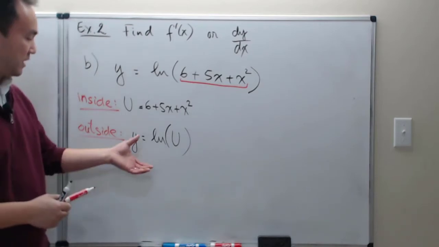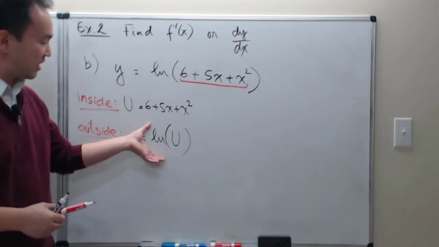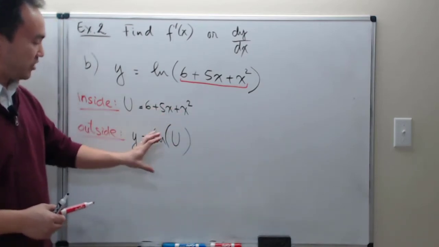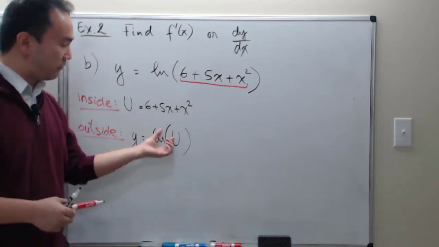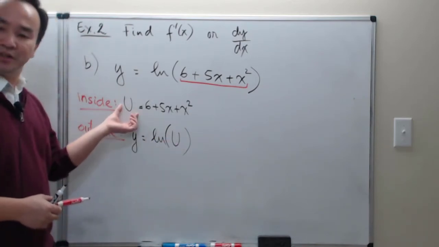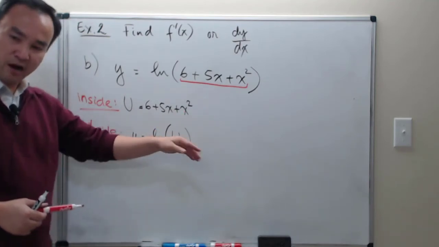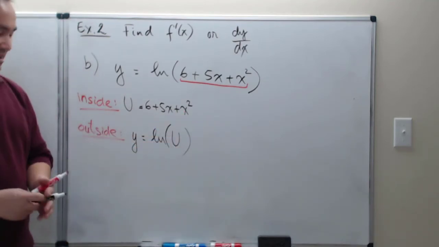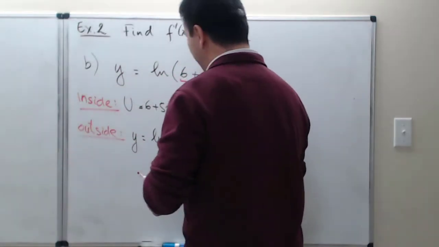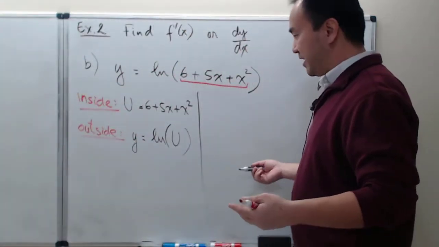This is why I'm calling that the outside, because with all that inside already substituted away with the variable u, all that remains is considered the outside. And so now the chain rule is about ready to be applied here.